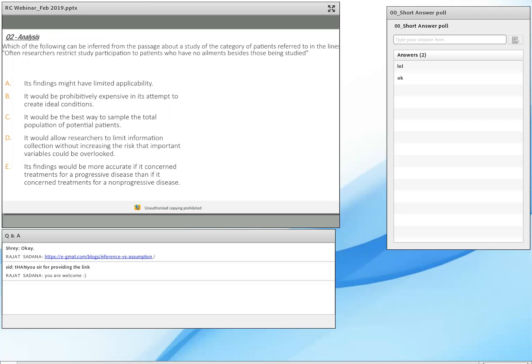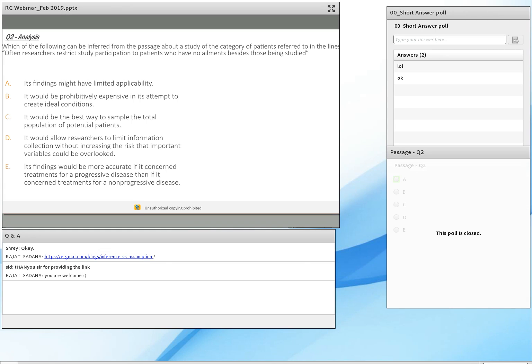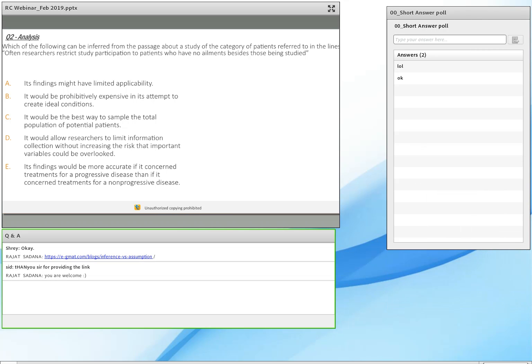And when you look at this, choice A jumps out to me front and center. Let me see how we polled for this one. This is where a number of you stumbled. 35% of you chose choice A. Choices C, D, and E were all very popular. So choice C says it would be the best way to sample the total population of potential patients.